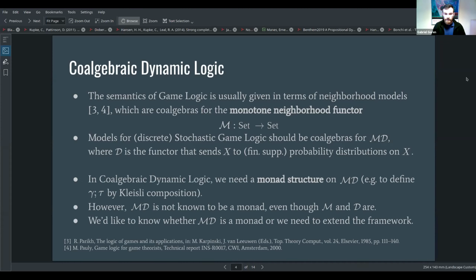Now, as Stelios already mentioned, in coalgebraic dynamic logic we need a monad structure on this functor, for instance, to define the composition of games by Kleisli composition. However, MD is not known to be a monad, even though there are standard monad structures on both M and D, right? So we'd like to know whether MD is a monad, whether there is some structure that we can use, or rather we need to extend the framework to account for this obstruction.